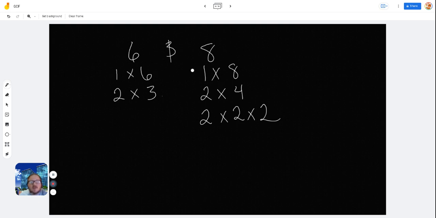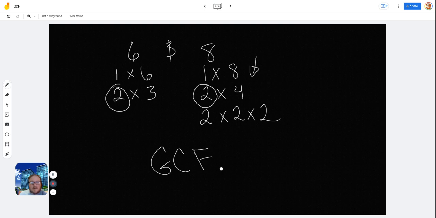So what we want to do is think, okay, what is the largest number that they have in common? Well, here we have a 2, and here we have a 2. Honestly, when we're looking at them, there's no number bigger than that they have in common. This side over here doesn't have a 3. It doesn't have a 6. The only thing that we have in common is 2. So the greatest common factor, the GCF, is going to be 2.